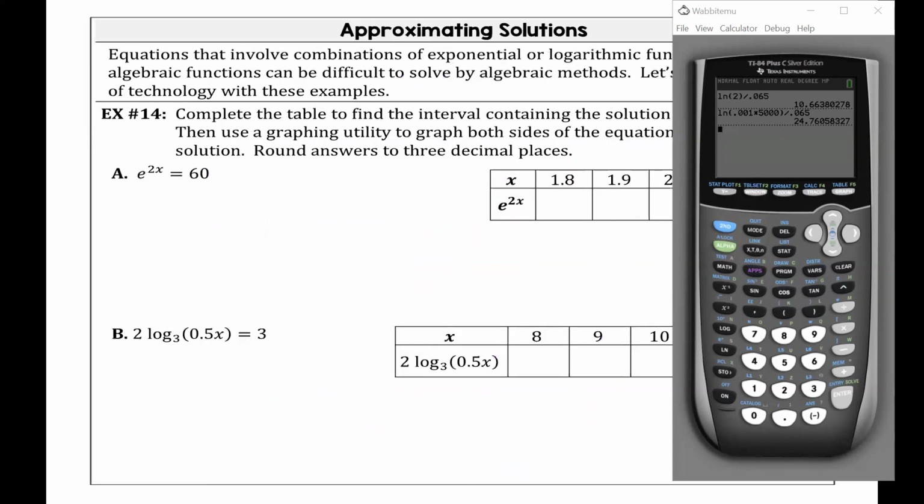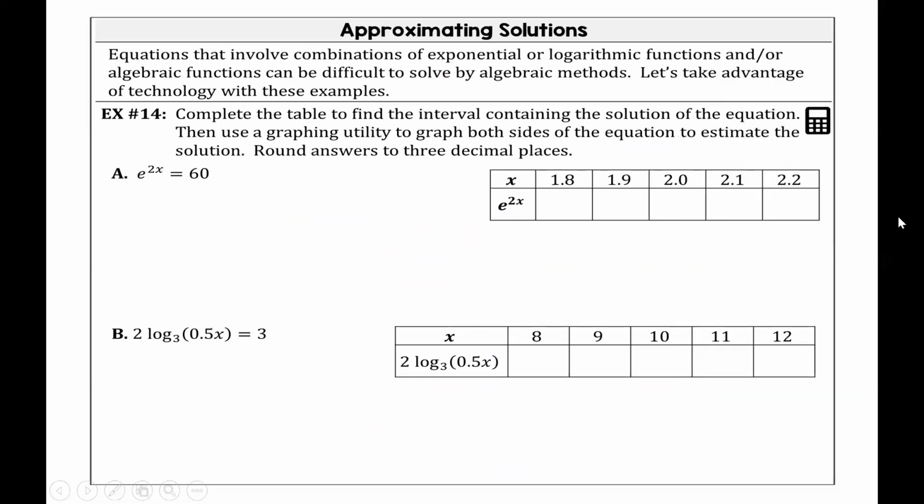All right. Next possibility of what it could look like is filling in a table. So here, if you have e to the 2x equals 60, you're going to figure out first what is x. You have to figure out the value of x in order to keep going. In order to find the value of x, what do we need to do first? Natural log. Perfect.